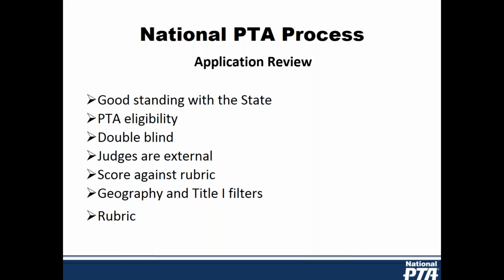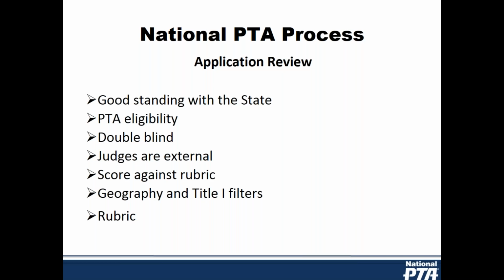And they're going to score against a rubric. We provide them with a rubric, and we're going to look at last year's Take Your Family to School Week rubric in just a minute. Once we get all of those scores back, we tabulate them, we double check everything, and depending on eligibility and what the grant is, we may need to apply a geography or Title I filter, because we want to make sure that we are hitting as many PTAs as possible and giving this grant funding to as diverse a PTA population as we can.